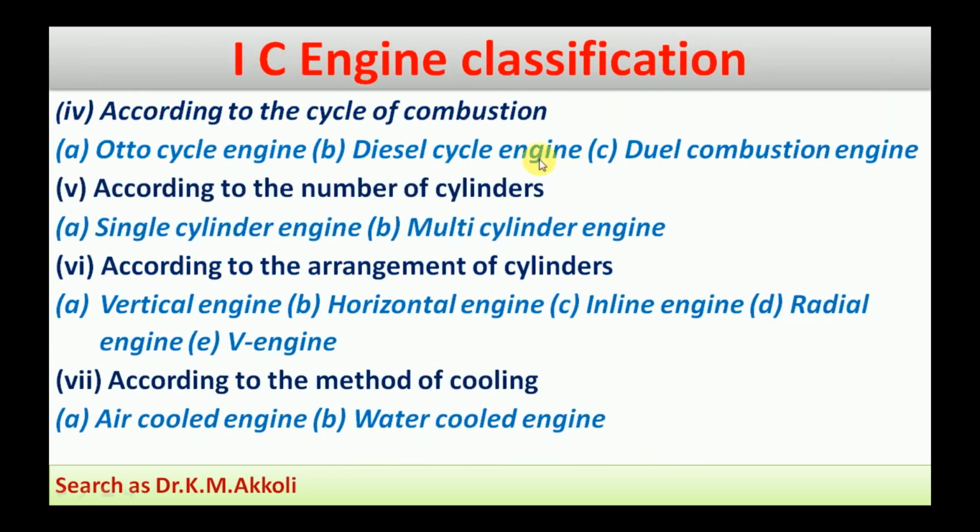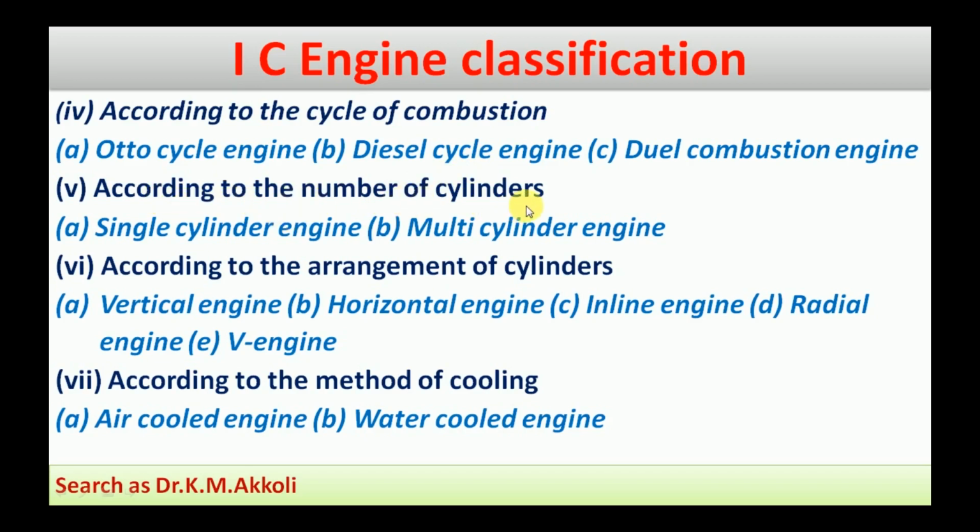The petrol engines are spark ignition engines, and the compression ignition engines are the diesel engines. The next type is according to the cycle of combustion, based on what cycle of combustion is taking place. The Otto cycle engine is for the petrol engines, the diesel cycle engine is for the diesel engine, and the dual combustion engine, where combustion takes place at both constant volume and constant pressure. That is the dual combustion engine cycle. In the Otto cycle, combustion takes place at constant volume. In the diesel cycle engine, combustion takes place at constant pressure.